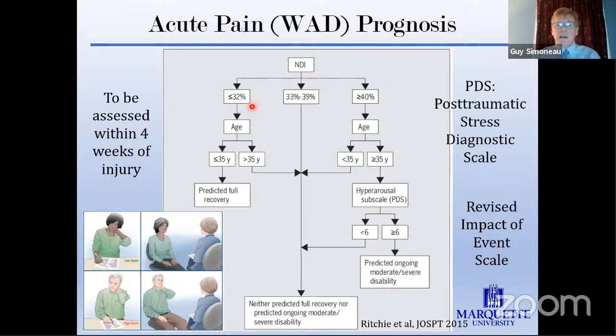So if the NDI is less than 30% and your patient is less than 35 years old, we should be able to say that this is predicted full recovery. If the person fits this, that should be part of your 50% that you expect quick recovery. Now, not 50% will end up here. It's just part of the 50% will end up here.